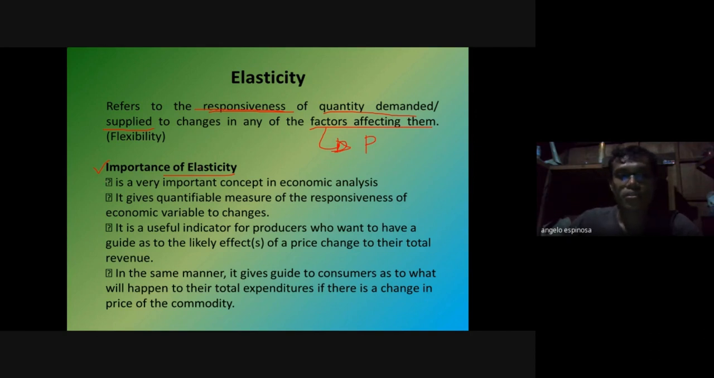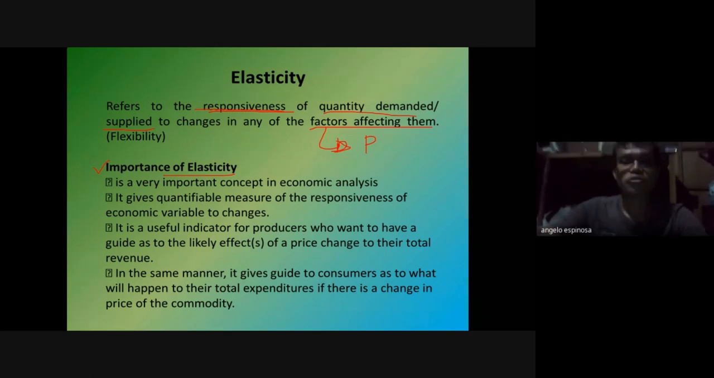Okay, so number one, importance of elasticity. It is very important concept in economic analysis. Very important in the concept of economic analysis. So hindi lang law of demand at supply ang pag-uusapan, hindi lang market equilibrium, but also in the concept of economic analysis, importante din yung tinatawag nating elasticity.